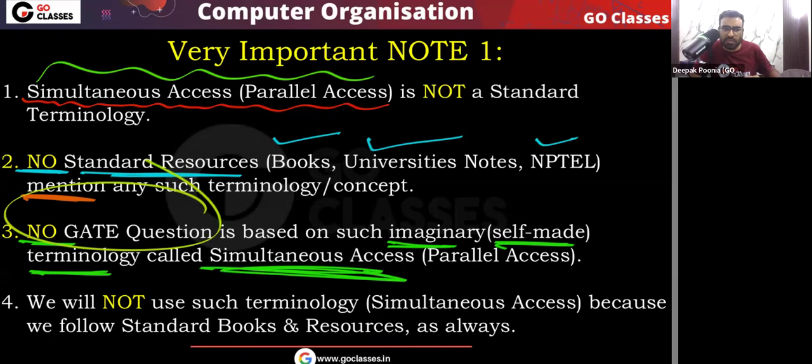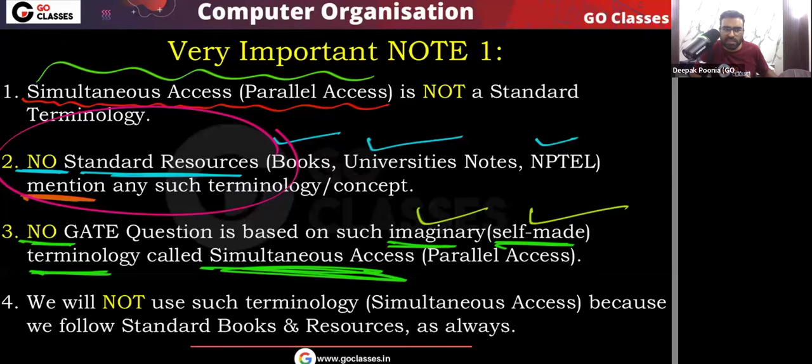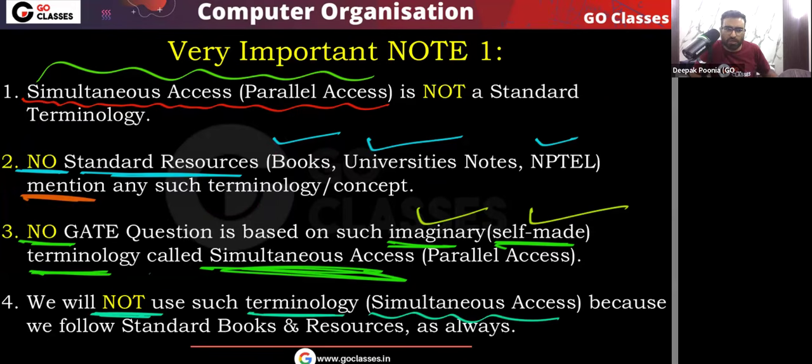There is no GATE exam question based on this terminology. This is an imaginary, or I can say self-made terminology by some people. This is not something given in the standard resources. Also, we will not use this terminology. Did you notice so far I never used this terminology, simultaneous access? Yes or no? Because we always follow the standard books and the standard resources.